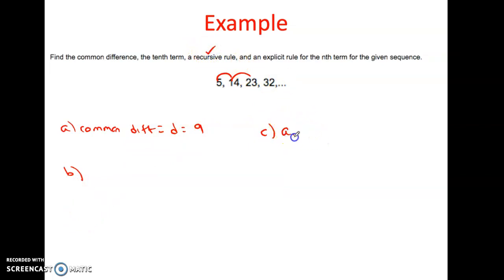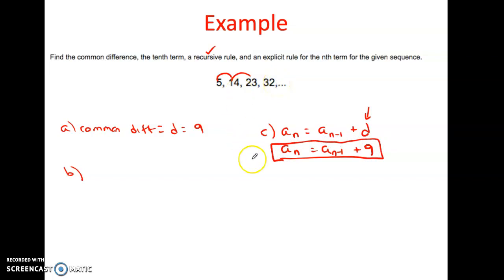So recursive rule, a sub n, we take the prior term, and how do we find the next term? We're going to add d to it. So the only thing that is constant here is our d. So recursive is a sub n equals a sub n minus 1 plus 9. This would be my final answer. Now my math lab has restrictions on it of what n must be greater than or equal to. That's not necessary for us.